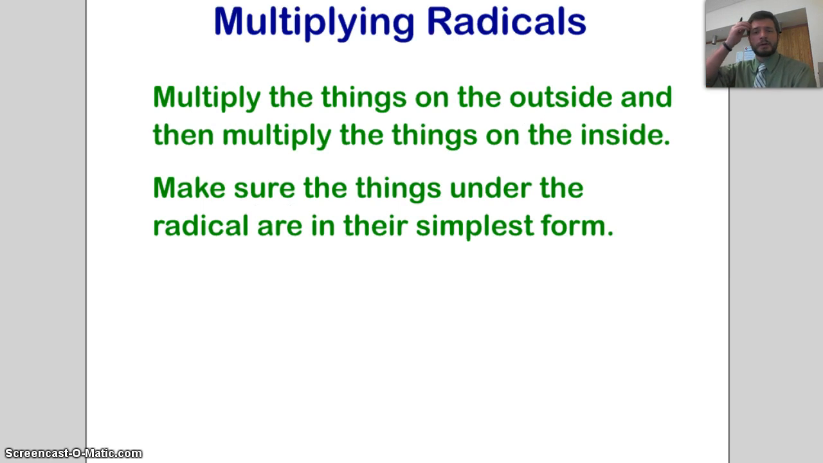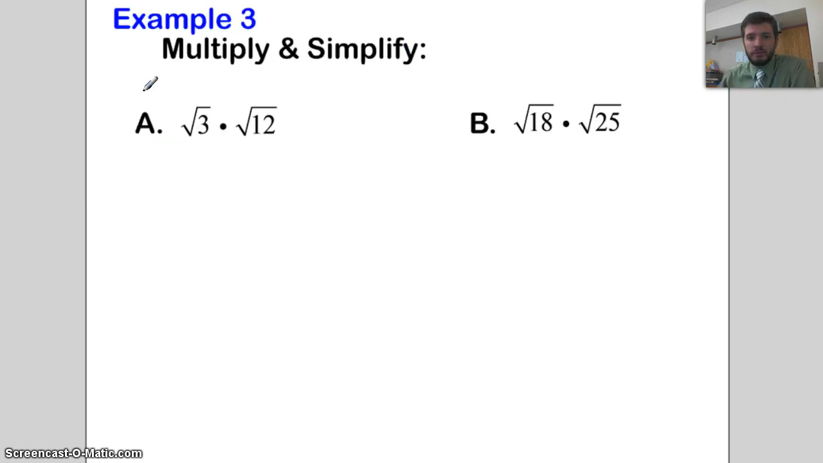Now we're going to talk about multiplying. Basically the easiest way to remember, guys, is that you multiply the things on the outside and then multiply the things on the inside. That's all there is to it. The last part is that the numbers underneath the radicals, and any variables underneath the radicals, need to be simplified as well. All right, so let's do it.